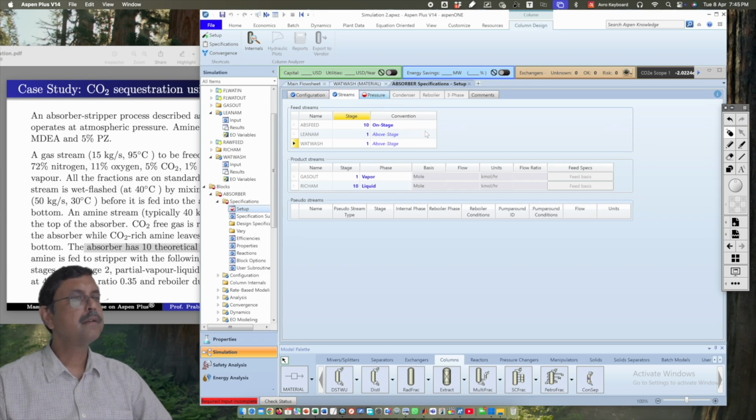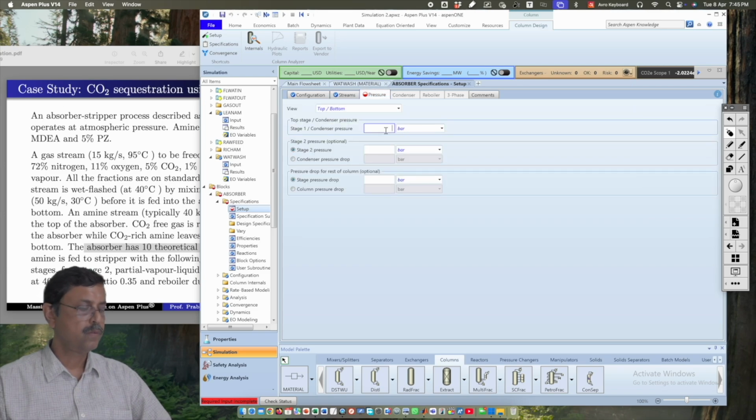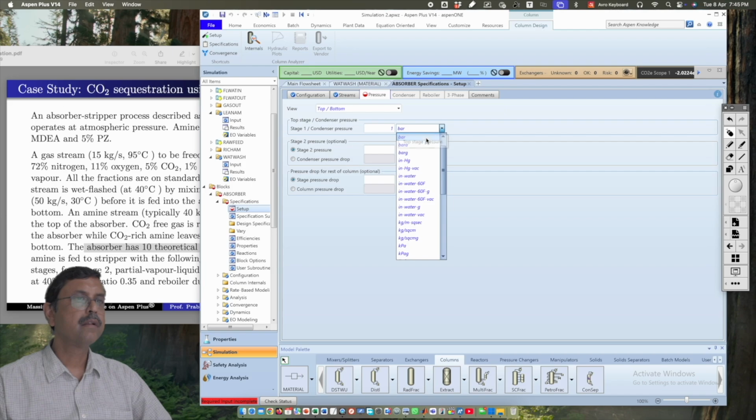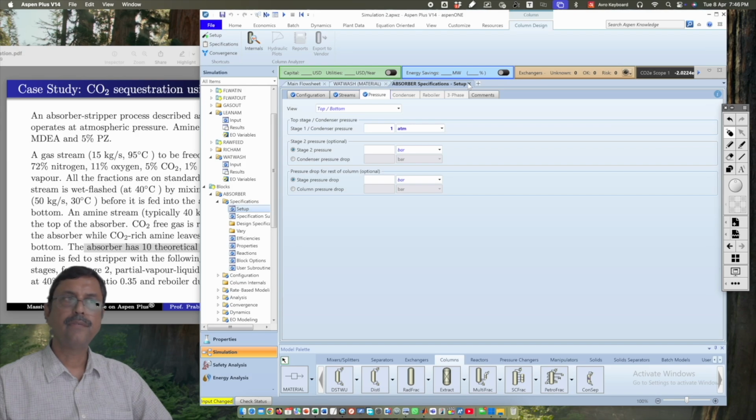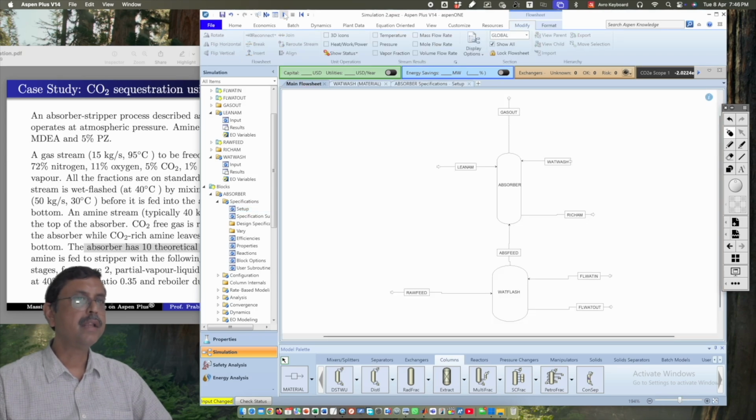The pressure, let us keep it as 1 atmosphere. So that's how the absorber is fixed in the equilibrium mode. We will talk about the rate-based calculation later. So first let us run it. It comes to stability very quickly.